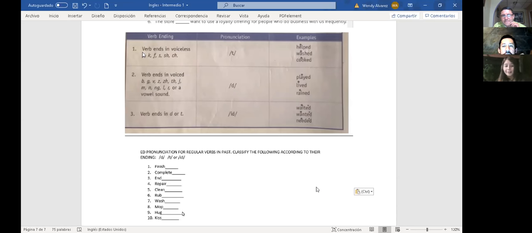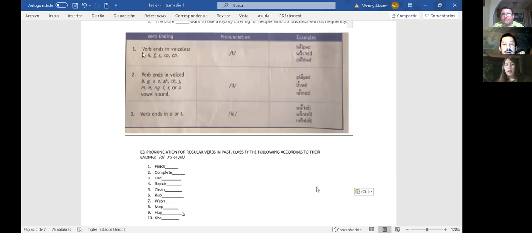In the case of repaired, teacher? Okay, repaired, let me show you. You see the document that you have right there? In part 2, it says verb ends in voiced. When we talk about voiced, we're talking about terminations that have vibration. So when you say help, wash, and cook, those do not have any vibration. With the second group, all the sounds that finish with vibration, you pronounce them like this. So you say repaired.